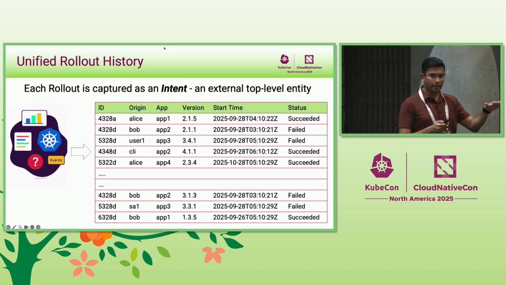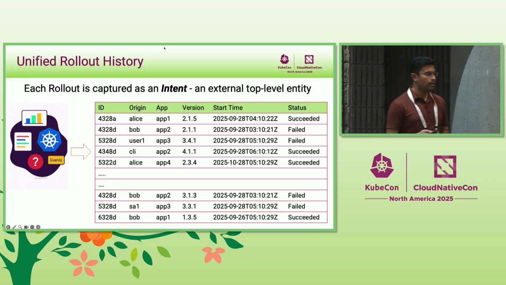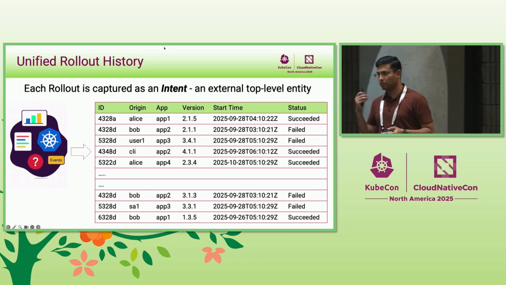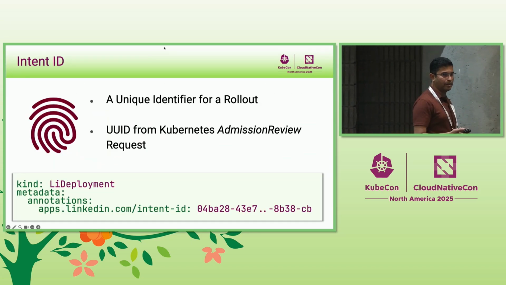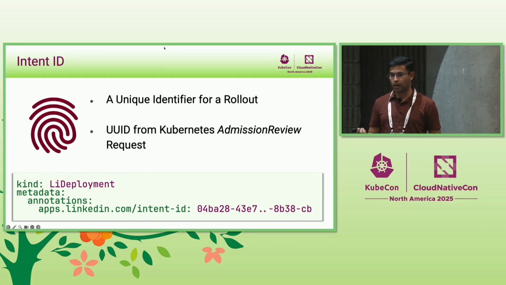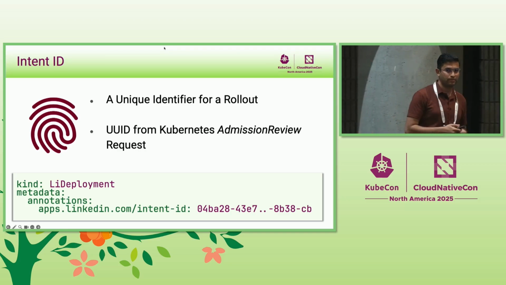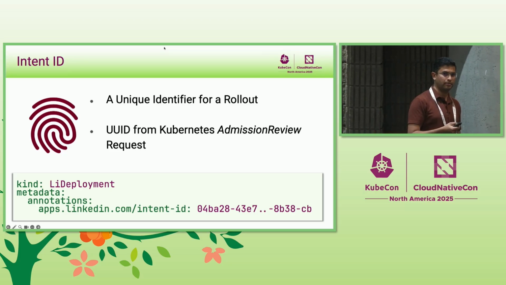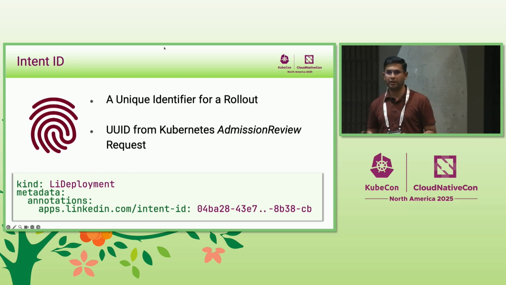So much of this rollout context that you see in each row is embedded right inside the LI deployment resource itself. In order to capture the context right in the beginning, we add annotations using the LI deployment's mutating webhook. And the first annotation we add is an ID. We call it an intent ID. It's basically a unique identifier for a given rollout. The ID is actually repurposed from the Kubernetes admission review request, because the ID is generated the moment the request hits the API server before it is even persisted. So we get to tie the LI deployment mutation to a specific rollout right at the creation time.